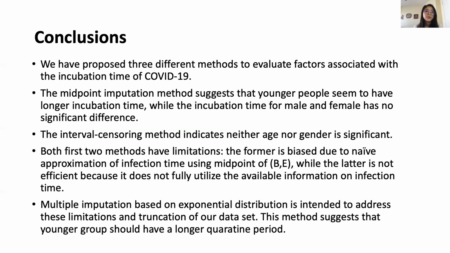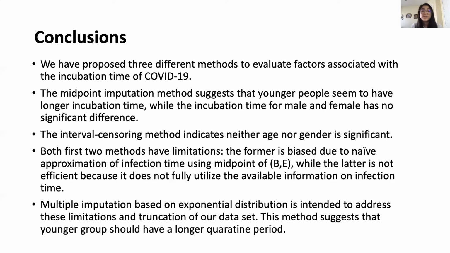So in conclusion, we have proposed three different methods to evaluate the factors associated with the incubation time of COVID-19. The midpoint imputation method suggests that younger people seem to have longer incubation time, while the incubation time for male and female has no significant difference. The interval censoring method indicates neither age nor gender is significant. Both of the first two methods have some limitations. The former is biased due to naive approximation of infection time using the midpoint of B and E, while the latter is not efficient because it does not fully utilize the available information on infection time.